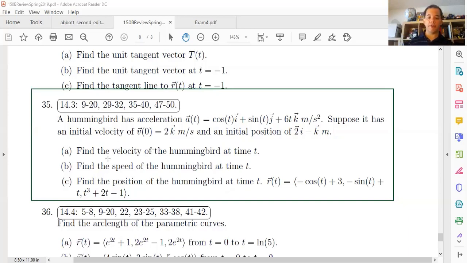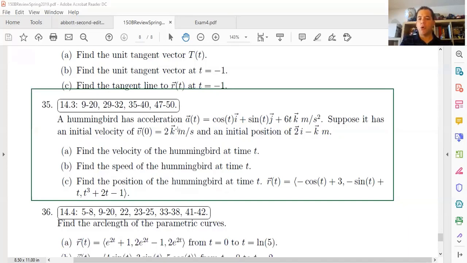So in this problem, for example, you're given the acceleration. To find the velocity, you need to do the antiderivative. You need to integrate the acceleration and then use the initial condition to find out the constants, because when we integrate, there are constants there. And then once you have a velocity, you integrate again to find the position.